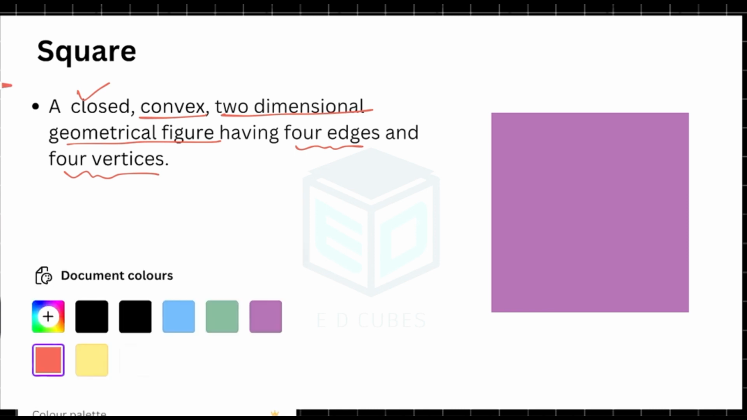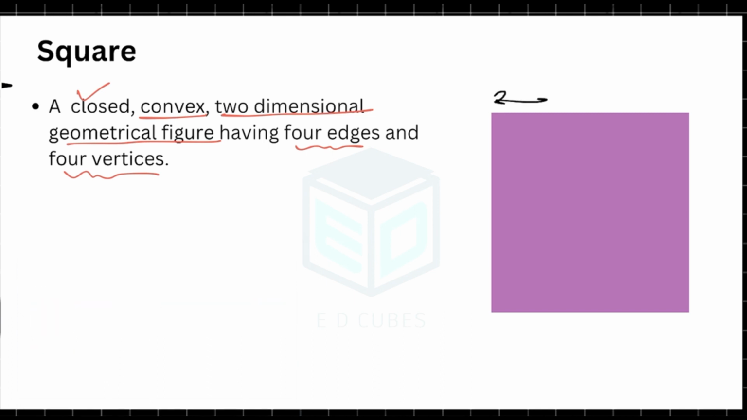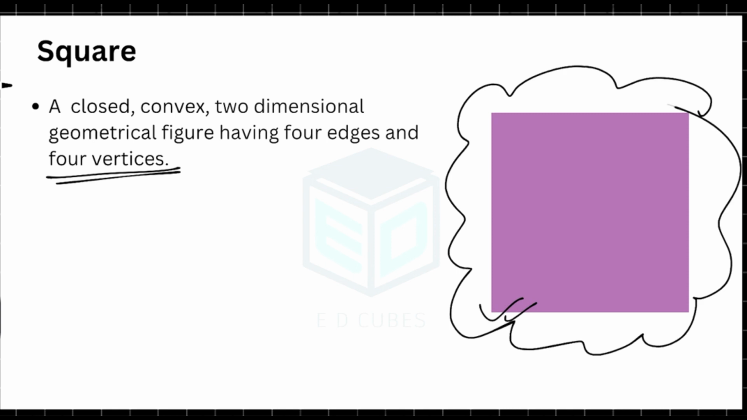Two-dimensional: in how many directions do we have measurements? We have measurement along this direction, and along this direction. Is there any other direction along which we have measurement of the boundaries? No. So this is a two-dimensional figure. Is it having four edges? Yes. Is it having four vertices or four corners? Yes. That means this object is satisfying this statement. But is this statement enough to define this object or to explain about this object?